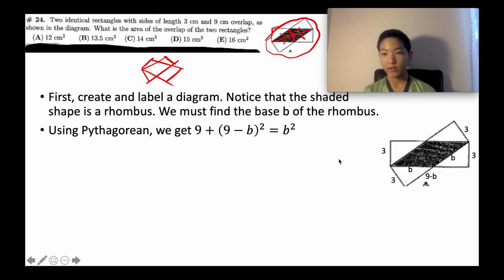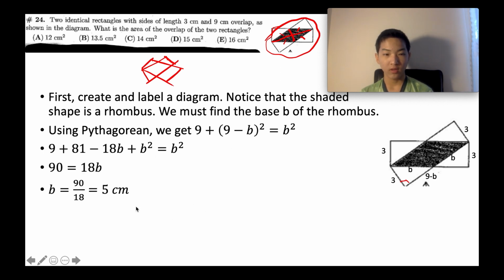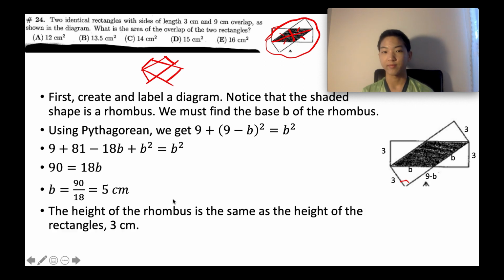So using Pythagorean, you just remember rectangles have right angles. We get 9 plus (9 minus b) squared is equal to b squared. And then we expand. We move terms. And then we solve for b. So now we find b equal to 5.